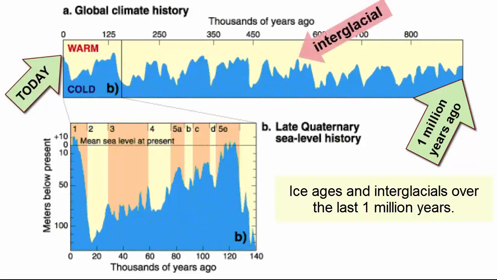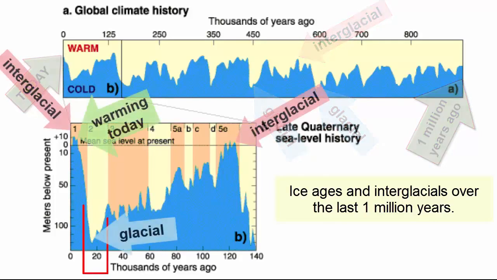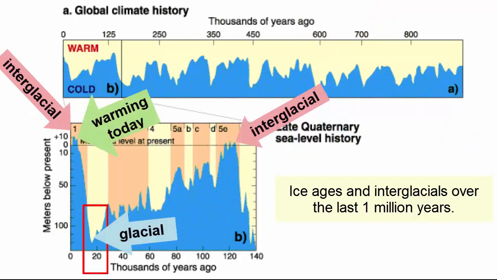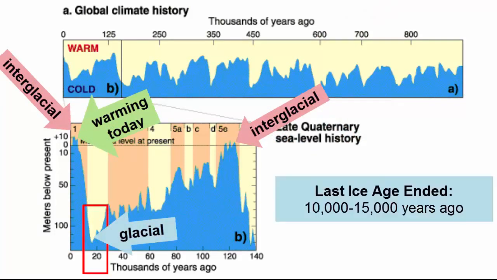The high peaks on this image represent warming periods, such as the one we're in now, referred to as interglacials because they happen between the low points, the glacials, or ice ages. Today's warming is an accelerated aspect of the normal warming that's been happening since the last ice age ended, about 10 to 15,000 years ago.